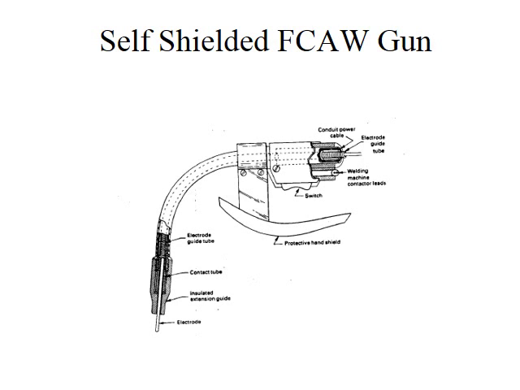In this sketch, we can see a typical arrangement of a self-shielded flux-cored arc welding gun. A couple of items to note on this slide are the fact that there is no mechanism for the delivery of a shielding gas to the weld puddle, as there is no shielding gas needed. The second item of note is the protective hand shield. This is to protect the welder's hand from the thermal energy that is being kicked off from the weld pool.